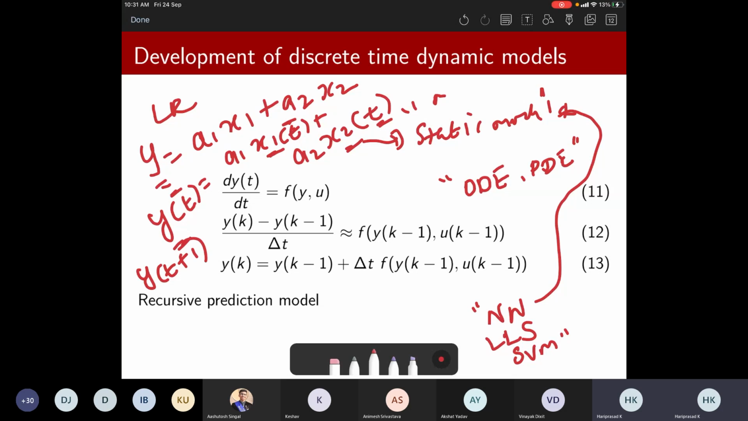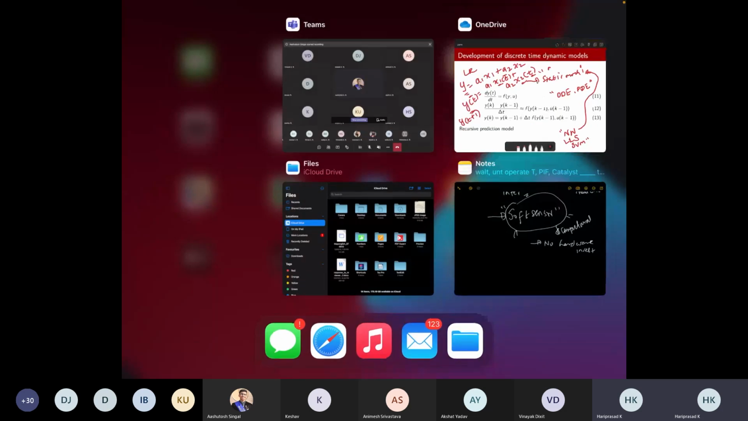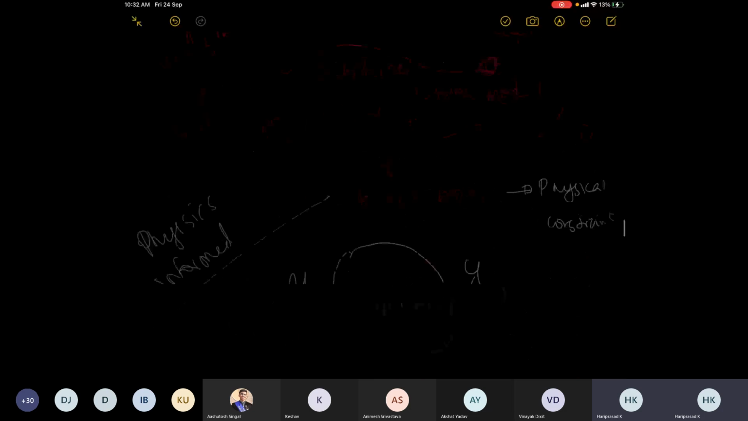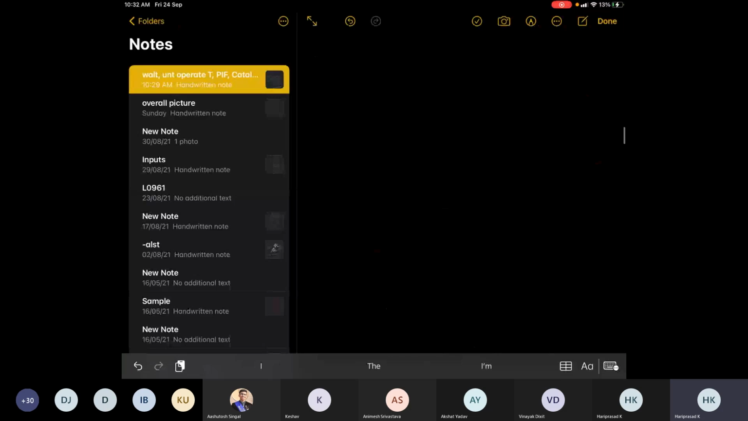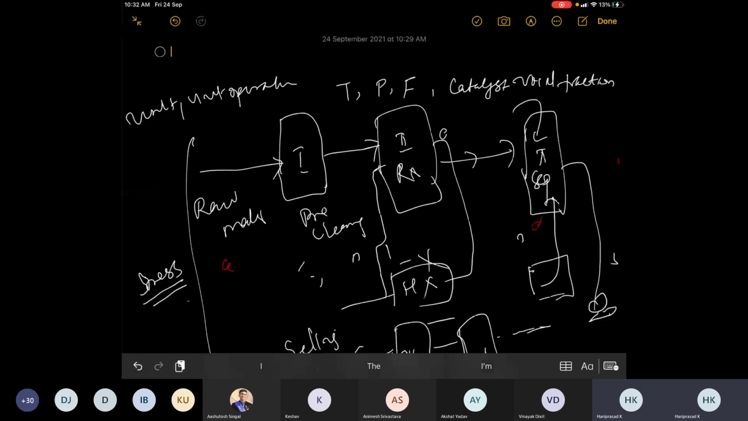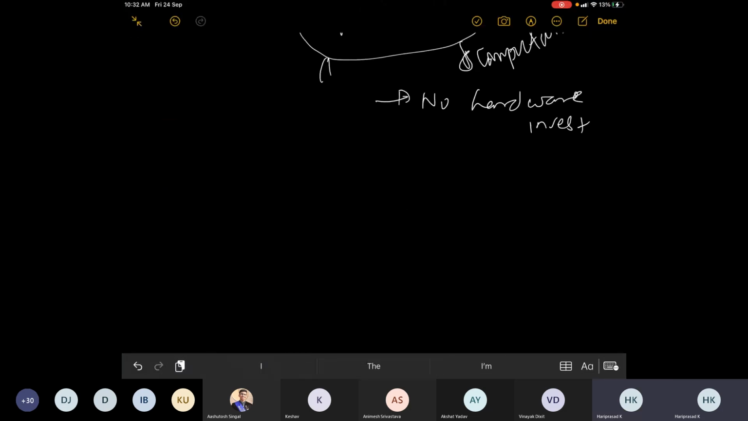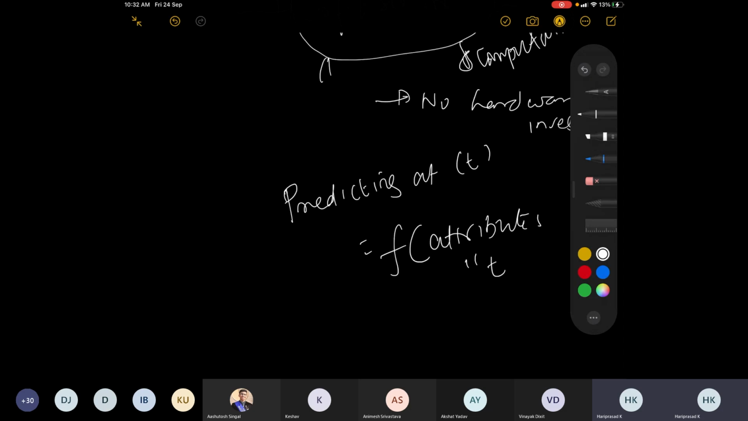So what you really need in industry is, this is good for inference. You don't need to predict, right? For inferential cases, you don't need to predict. So here what we are doing is predicting at t using attributes. You can use this word attributes.